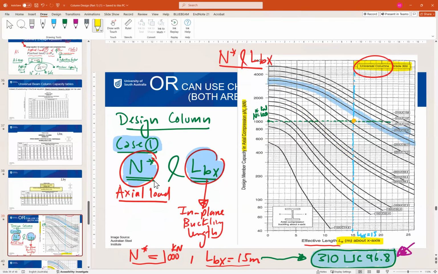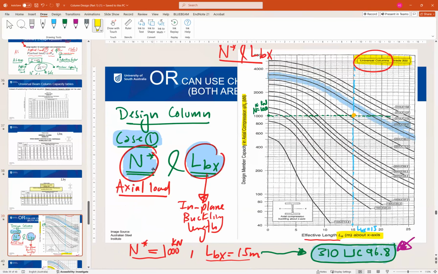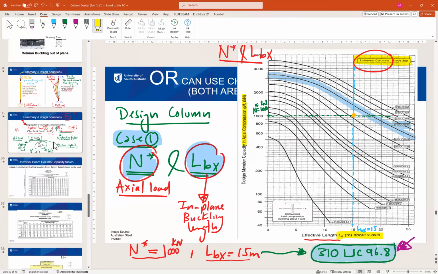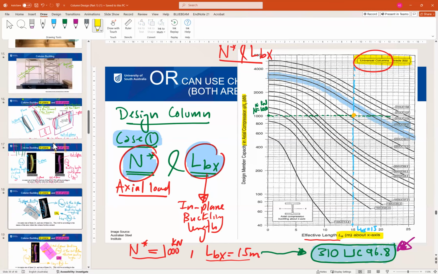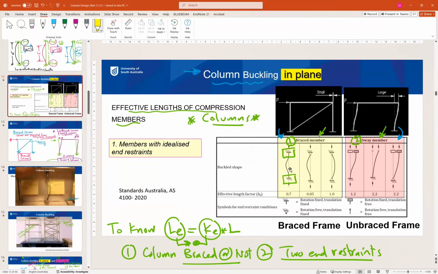So actually, in all the problems or calculations you will have, the question is how to find N*. This is what I will explain tomorrow in the tutorial example, and also how to find LBX. LBX will be found using the factor K effective from this table. So K effective will be 0.7, 0.8, or 1 if we are braced. If we are a sway member, 1.2, 2.2, or 2.2.